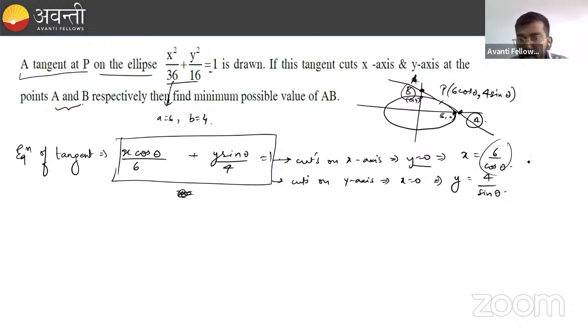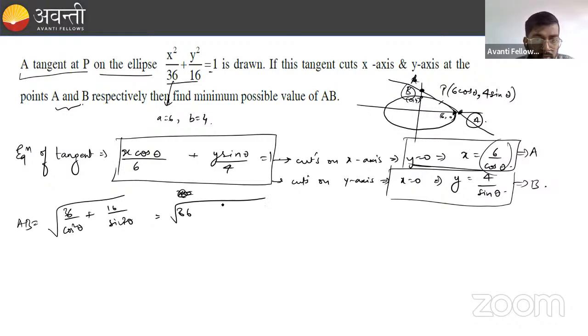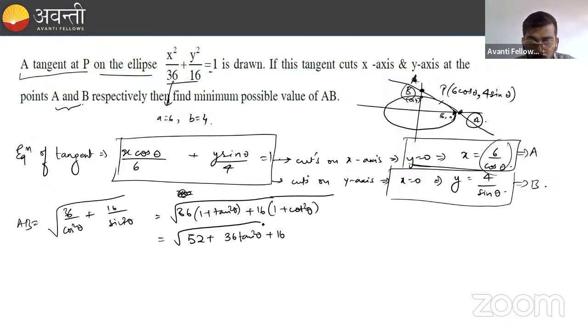This point on the x-axis is denoted by A, and this point on the y-axis is denoted by B. Therefore, the distance AB can be written as root of 36 upon cos square theta plus 16 upon sine square theta. Okay, so this is 36 sec square theta, for sec square theta you can write 1 plus tan square theta, plus 16 cosec square theta, you can write 1 plus cot square theta, right? So now this becomes under root of 52 plus 36 tan square theta plus 16 cot square theta.